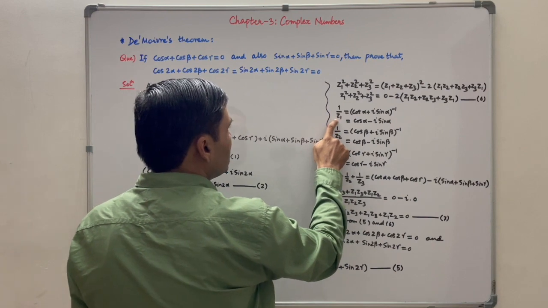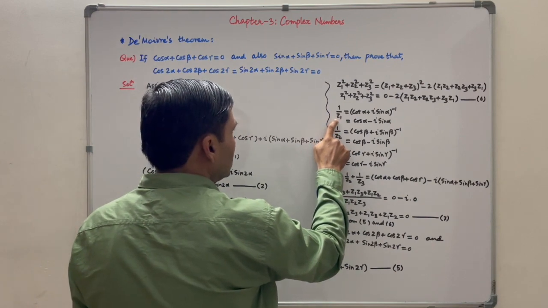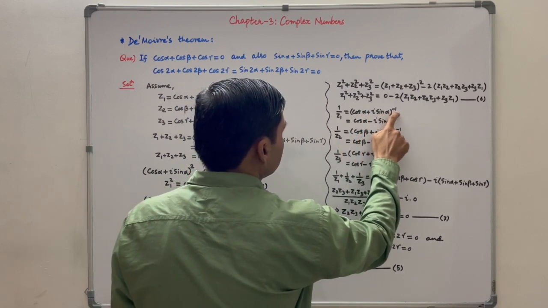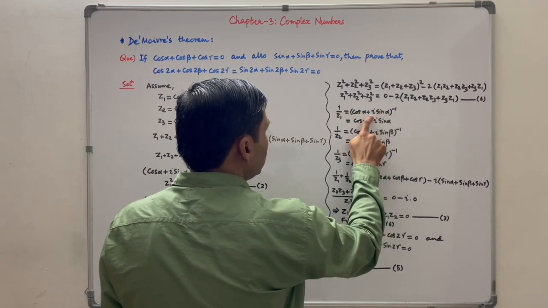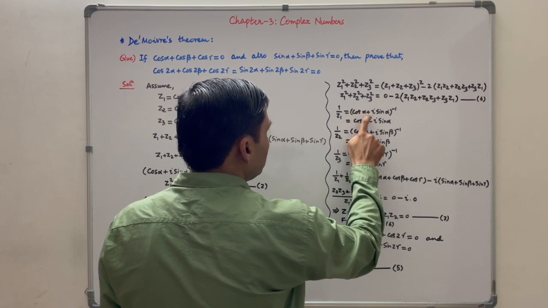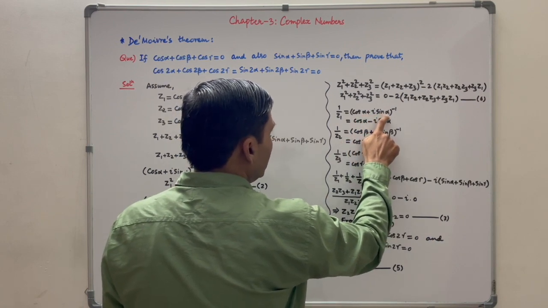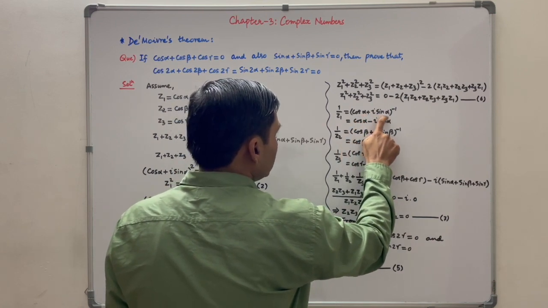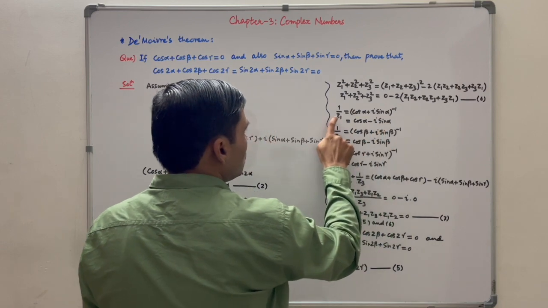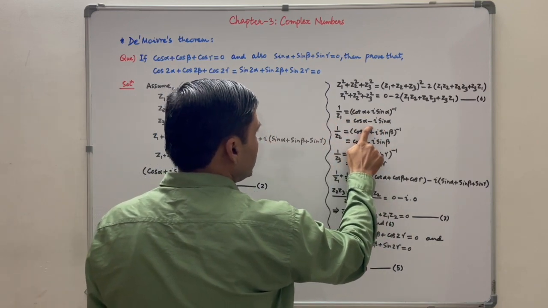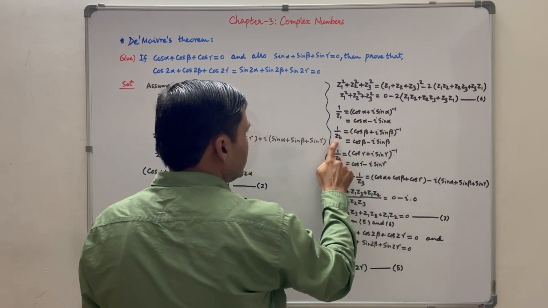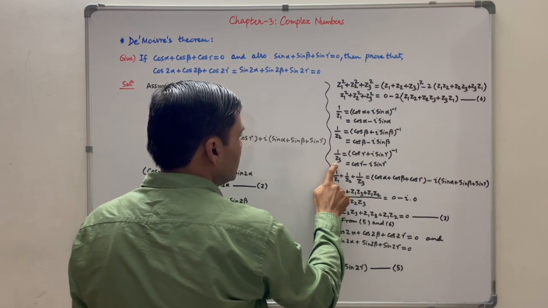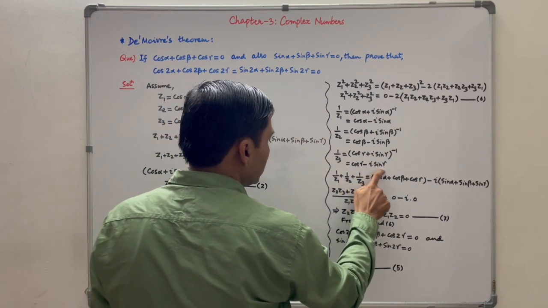1 by z1 is equal to z1 to power minus 1. So it is equal to cos alpha plus i sin alpha to power minus 1. As per De Moivre's theorem, it is equal to cos minus alpha plus i sin minus alpha. Cos minus alpha is equal to cos alpha and sin minus alpha is equal to minus sin alpha. So 1 by z1 is equal to cos alpha minus i sin alpha. 1 by z2 is equal to cos beta minus i sin beta. And 1 by z3 is equal to cos gamma minus i sin gamma.